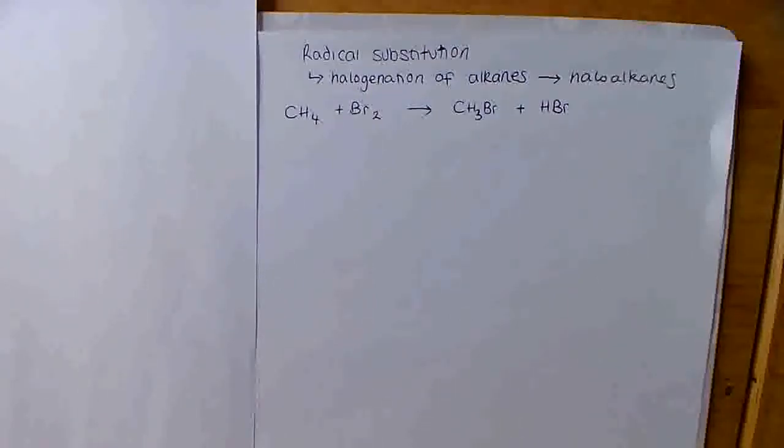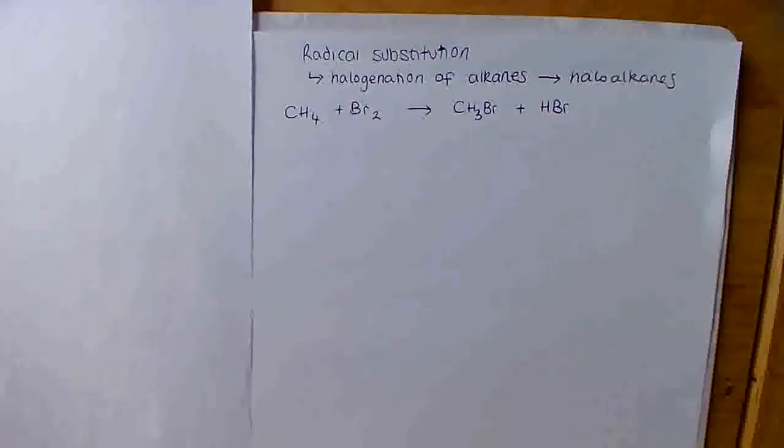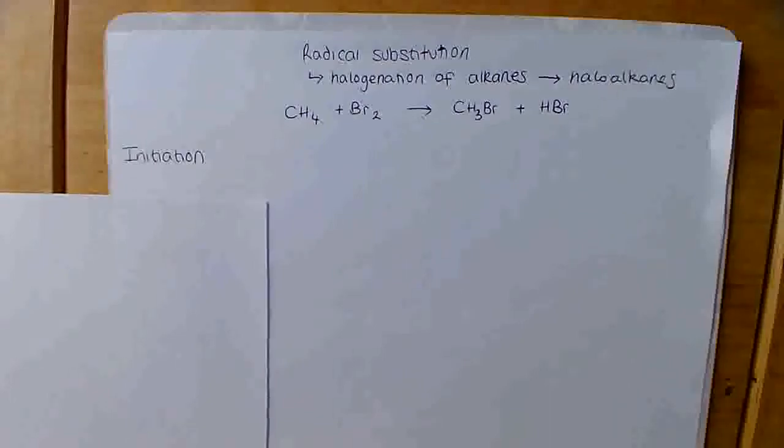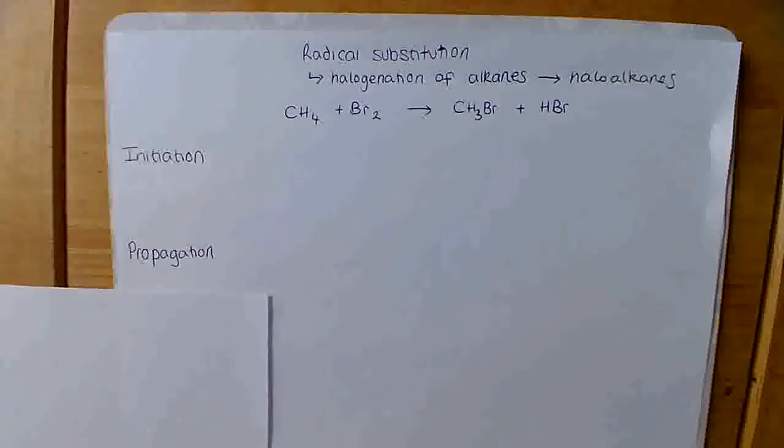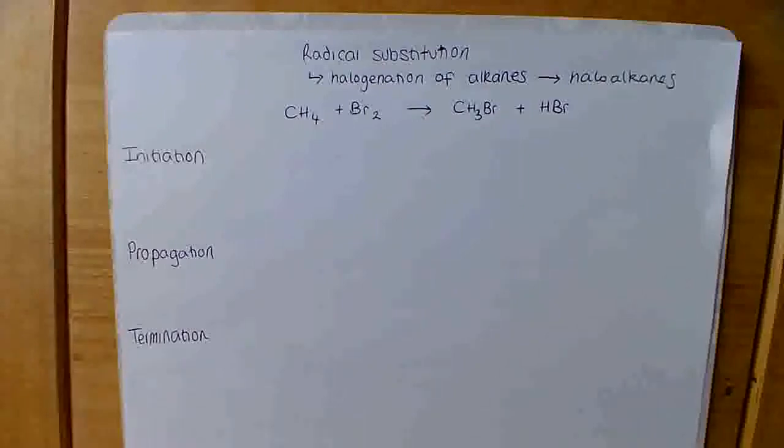Did you remember that the radical substitution mechanism has 3 stages to it? The first stage is the initiation, the second stage, the propagation, and the final step is the termination. So let's go through these steps one by one and find out what happens at each stage.